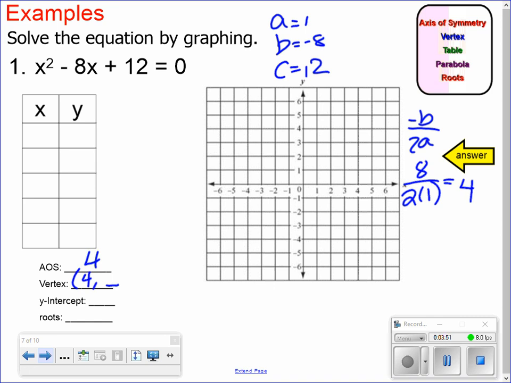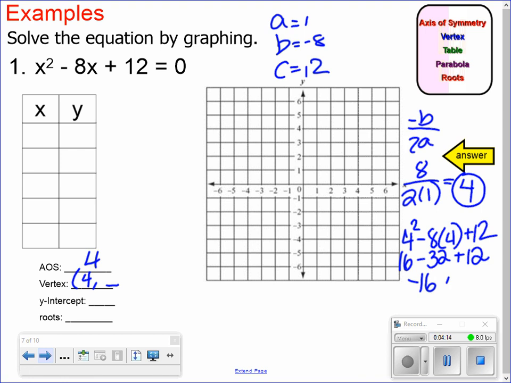To get out the y-coordinate of my vertex, I plug my 4 into my equation. So it's 4 squared minus 8 times 4 plus 12. That's 16 minus 32 plus 12. This would be -16 plus 12. So that would give me -4. So my vertex appears to be at (4, -4).